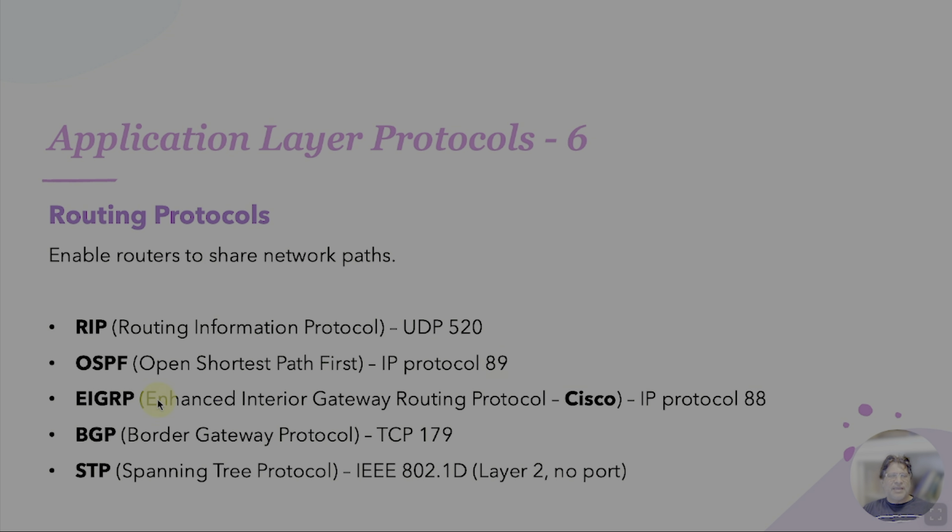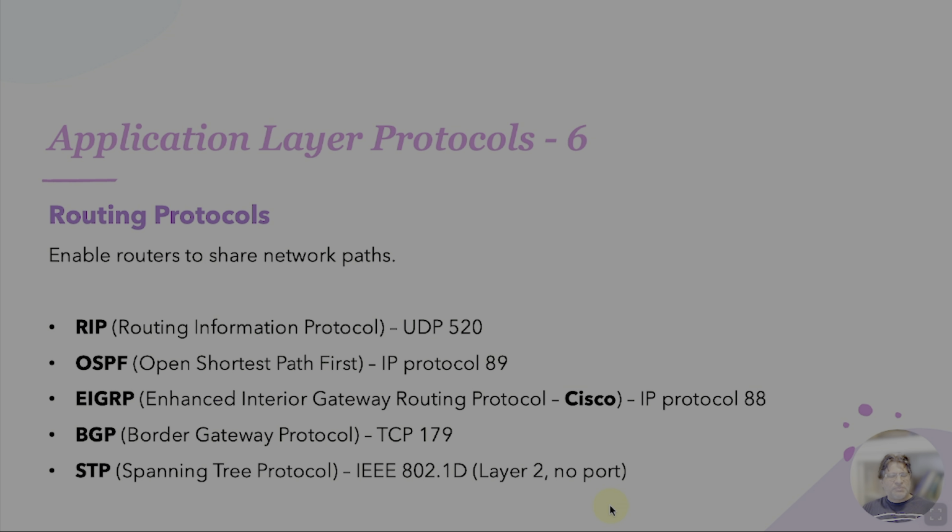EIGRP, which is the Enhanced Interior Gateway Routing Protocol, is a Cisco-based protocol. So this only works on Cisco devices. It's a great protocol, easy to configure, and it uses the simplicity of RIP and the sophistication of OSPF, so it's easier to configure and uses some of the features of OSPF. And that uses port 88.